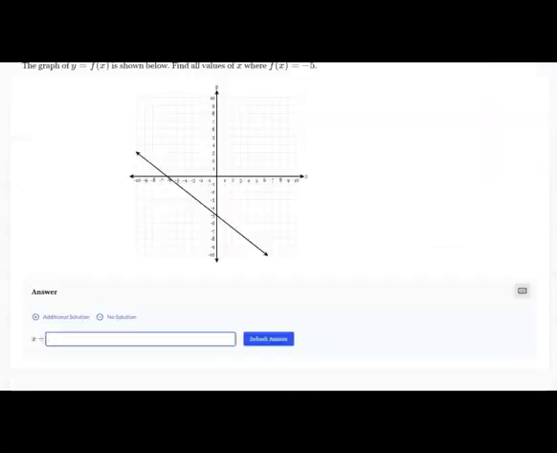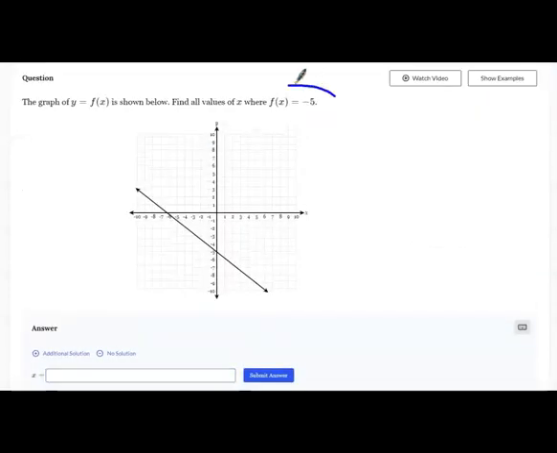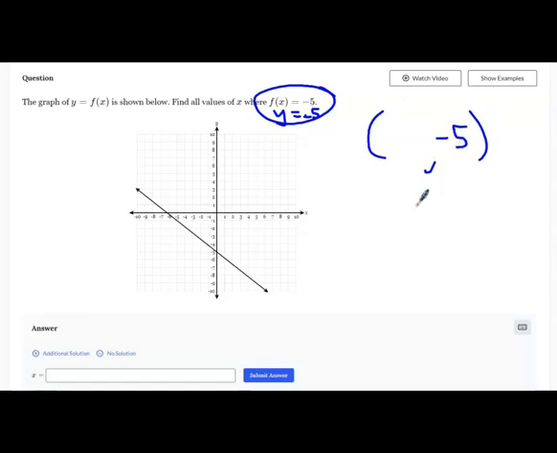Again, when the number is after the equal sign, like this one, then the y value is -5. We want to go to the y-axis, find the -5 coordinate, and then see what x coordinate it lines up with. And for us, when we're at -5, we're already on the line. So that means the x coordinate is 0.